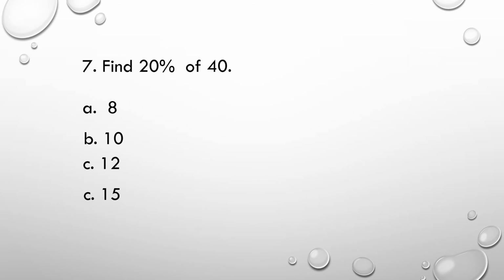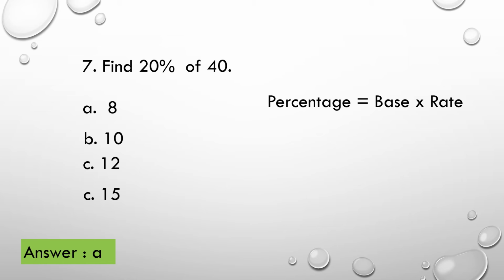Now, find 20% of 40. So this is an example of percentage, base, and rate. So the answer is letter A. So percentage equals base times rate. So this is the formula. So what is the percentage? The percentage is the result when you multiply the base and the rate. So in this example, we need to identify: this is the rate, 20%. Rate is always in percent. And 40, this is the base.